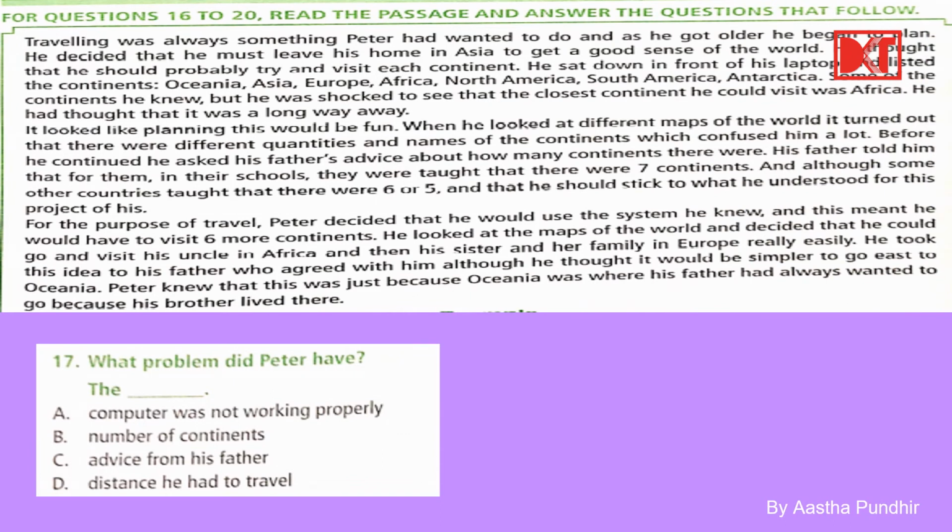What problem did Peter have? A. Computer was not working properly. B. The number of continents. C. The advice from his father. D. Distance he had to travel. Now here let's see. When he looked at different maps of the world, it turned out that there were different quantities and names of continents which confused him a lot. So, what was his problem? That there were different quantities and names of continents. So, what was the problem? B. The number of continents. That was the problem. Alright.